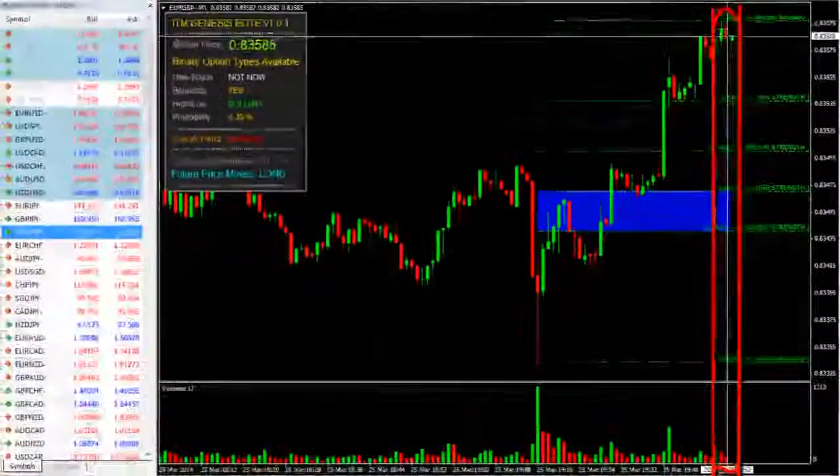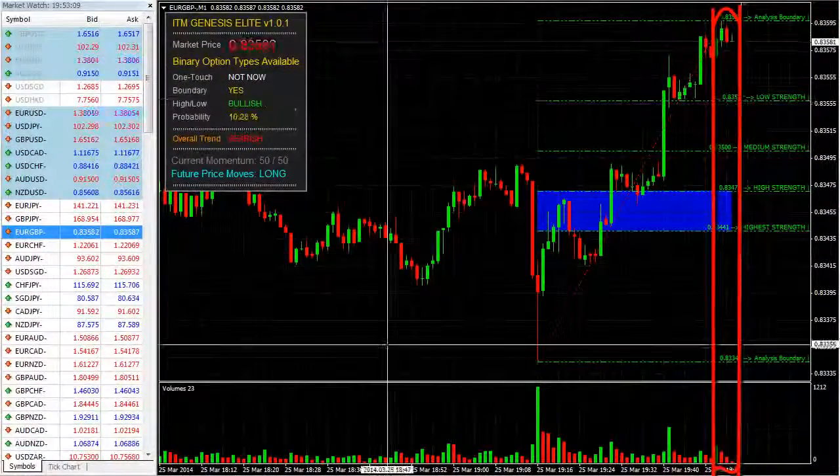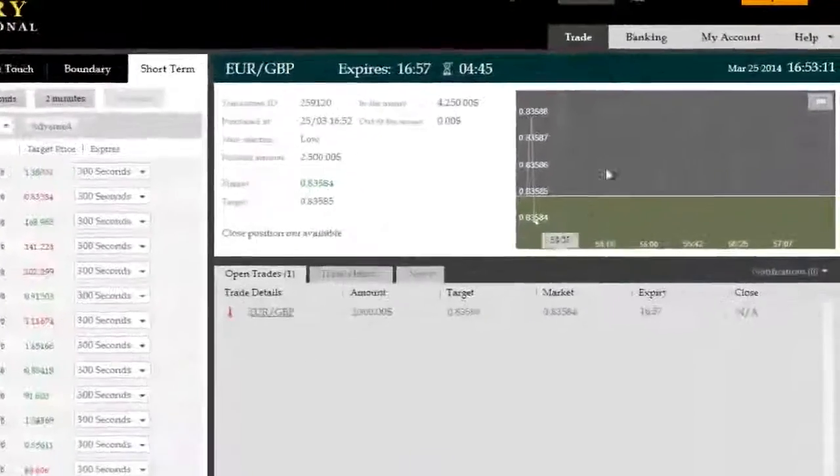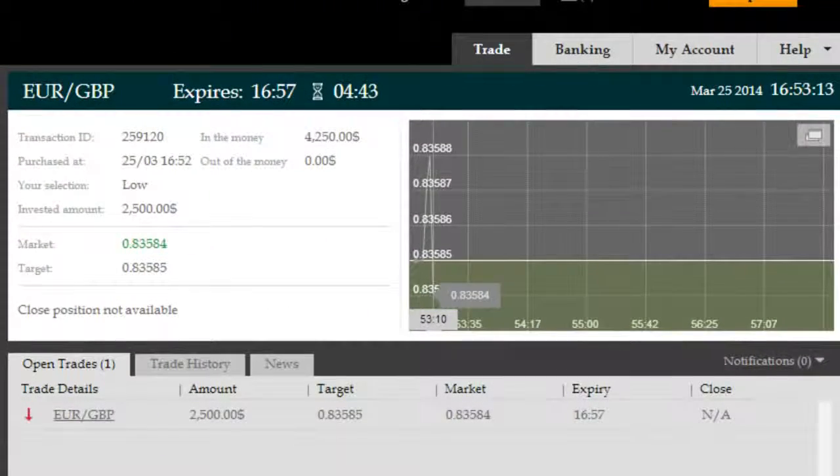Look at the volumes there, very low towards the top side, with markup prices towards the long side not really working. So this is a very high probability short side trade, given that ITM Genesis Elite is also pointing out that long probabilities are almost non-existent. So we're going to pause and come back with the results shortly.